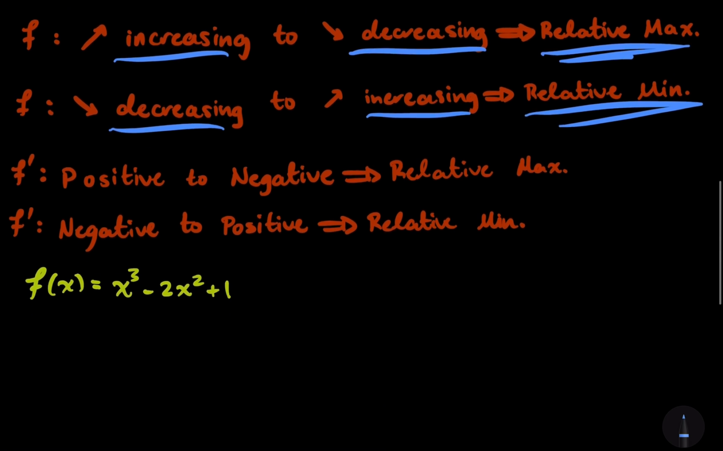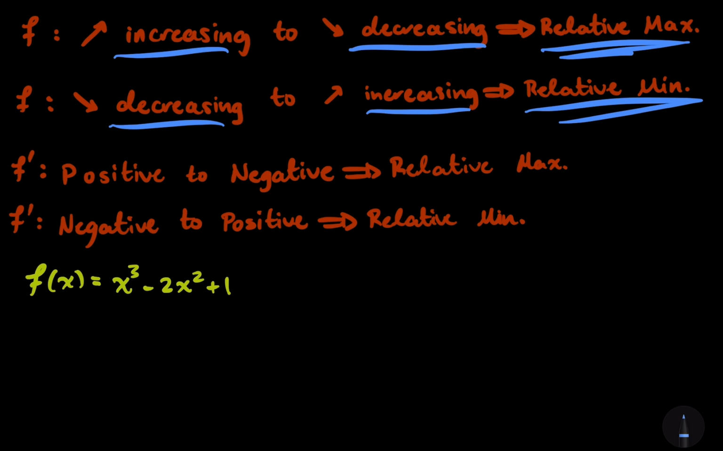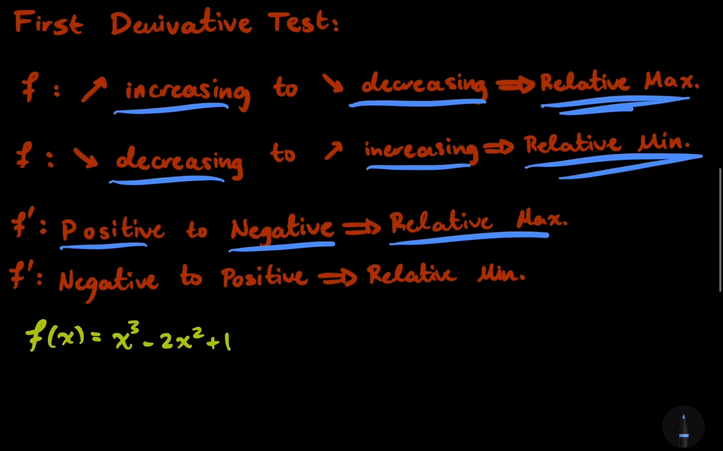Another way to think about it is that if f prime goes from positive to negative, then we have a relative maximum, because if f prime is positive, f is increasing. If f prime is negative, then f is decreasing. And so that's another way to restate this condition that we described right over here: if f prime goes from positive to negative, then we have a relative maximum, and if it goes from negative to positive, then we have a relative minimum, and that would be the first derivative test.